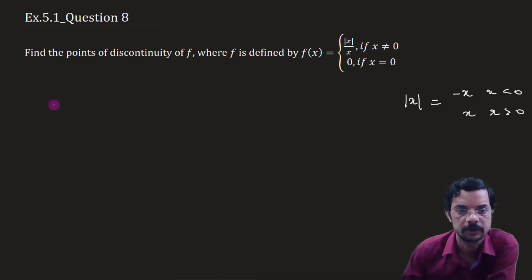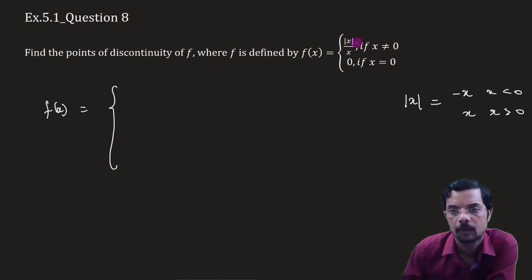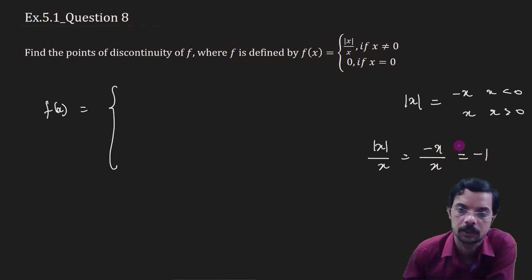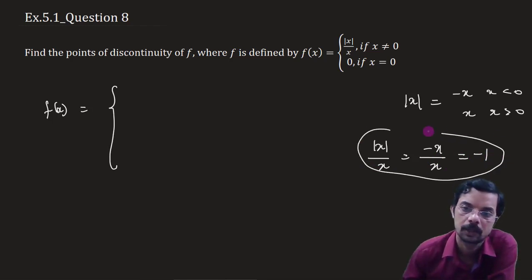So what happens here is f of x, the function defines itself as, when x is less than 0, mod x is equal to minus of x. Modulus of x by x, what does it become? When x is less than 0, the function becomes minus of x by x, right? So it becomes minus 1 when x is less than 0.